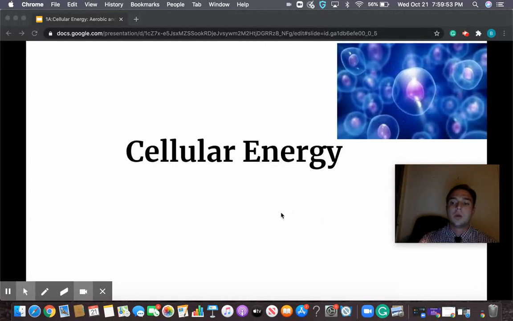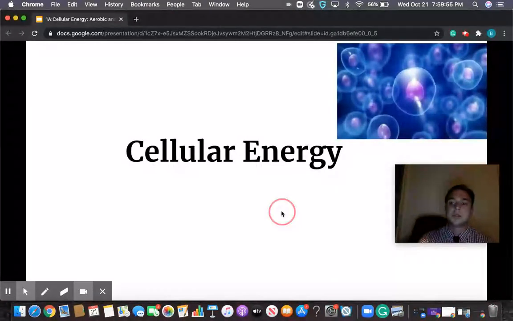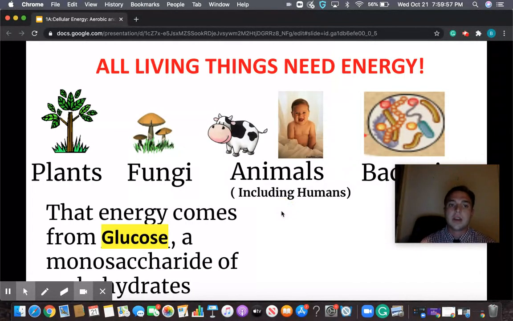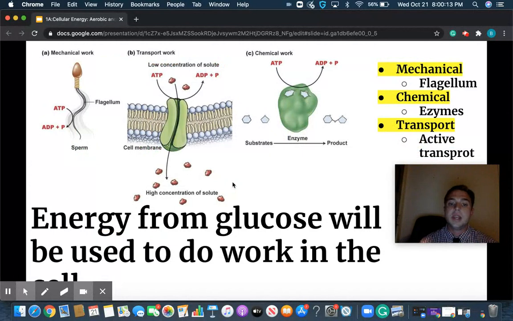But before we go over and talk about how cells specifically do this, we need to go over the fact that all living things need energy, specifically plants, animals, humans, and bacteria. We all use glucose as our main energy resource. And again, this is a monosaccharide and part of the carbohydrate family. So what happens is we take in glucose, and then in order to use it, it needs to be broken down into smaller, more reusable forms of energy known as ATP. And then this ATP is used for different examples of cellular work.